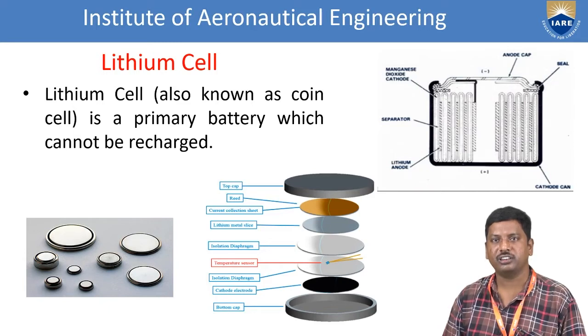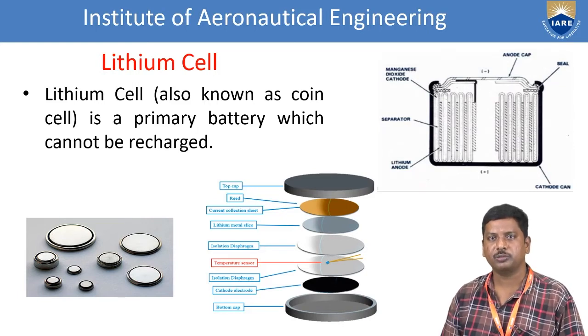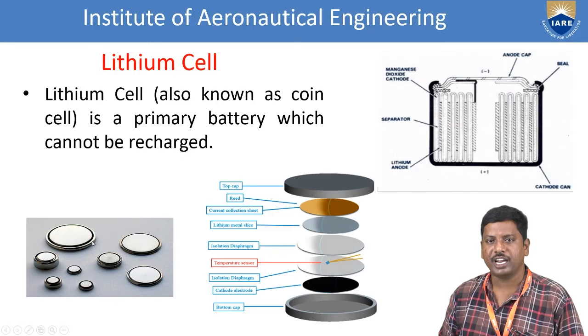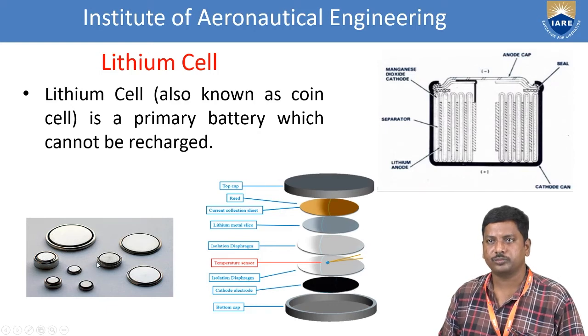That means according to the definition of primary cells, only the forward reaction is possible. That means chemical energy converts to electrical energy, but not electrical energy to chemical energy. The same principle also applies in the case of lithium cells. Lithium cells look just like coin type batteries. They may be either big diameter or small diameter coins.